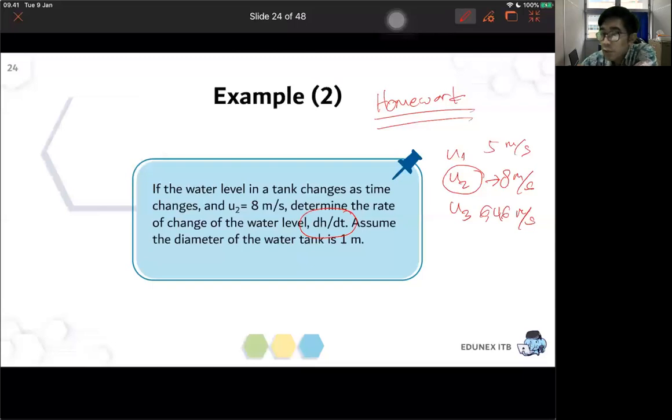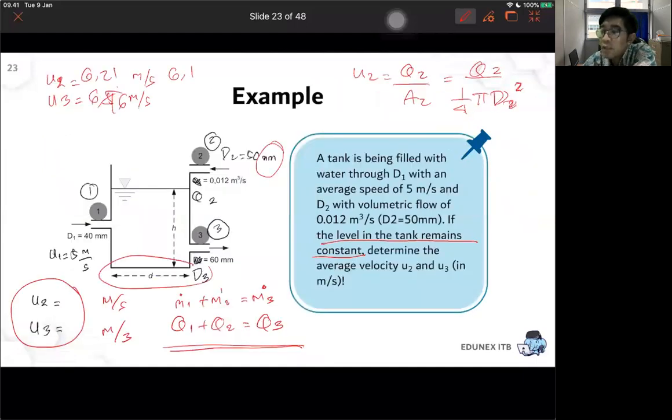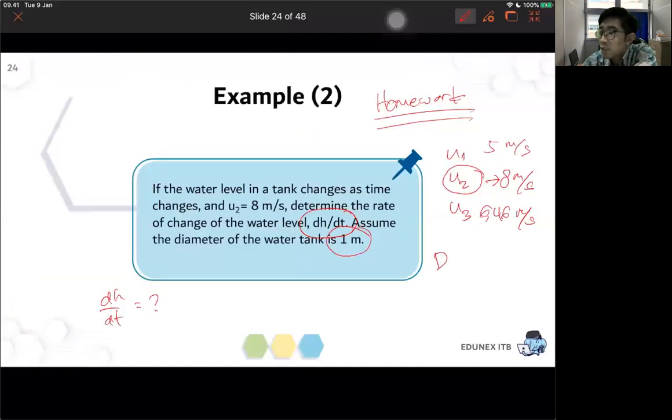dH over dt is how much? By assuming that the diameter of the tank is 1 meter. Should be straightforward, the calculation. Okay, I leave it to you as the homework.